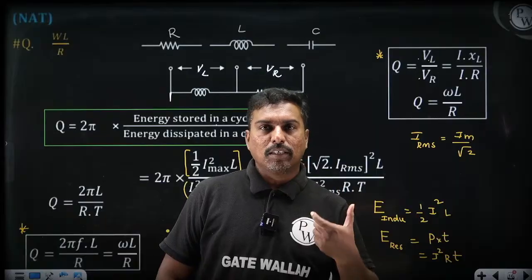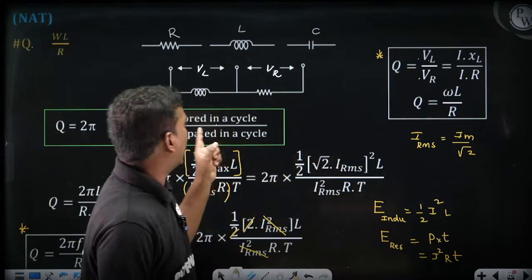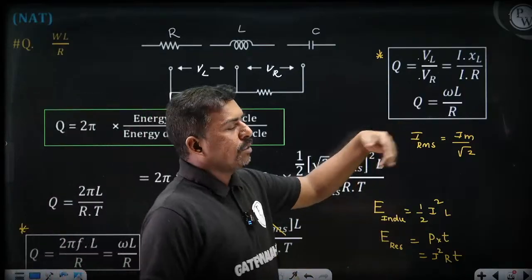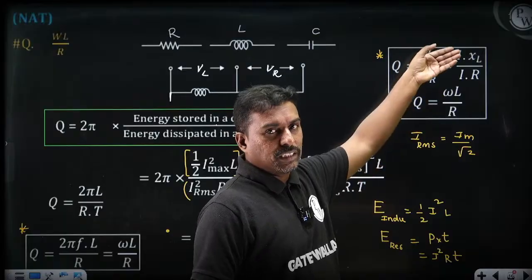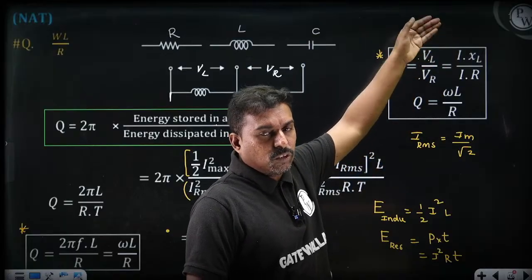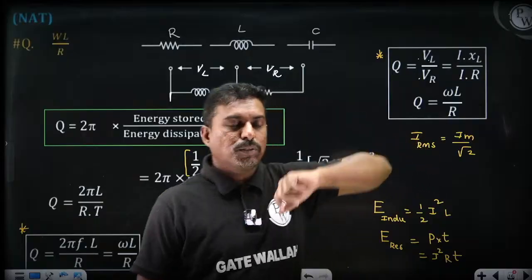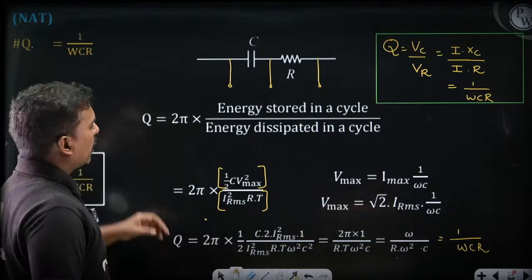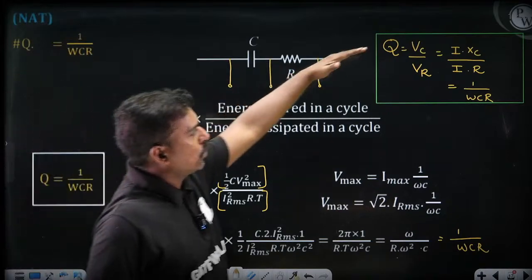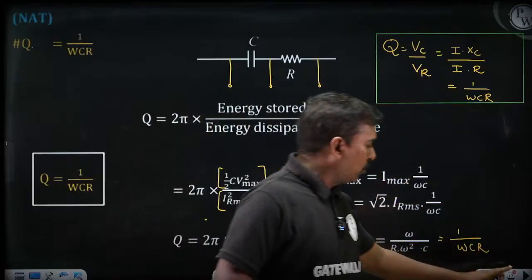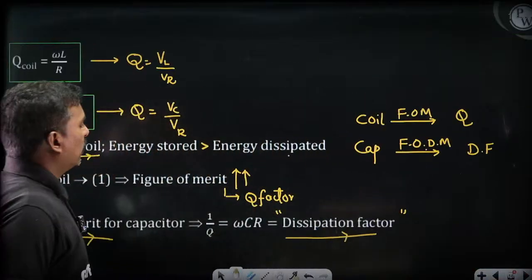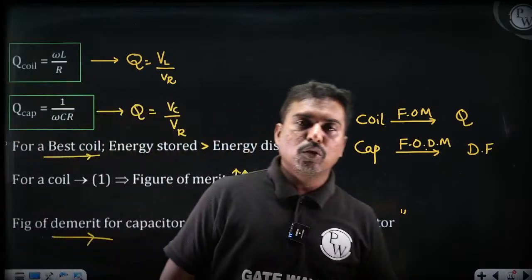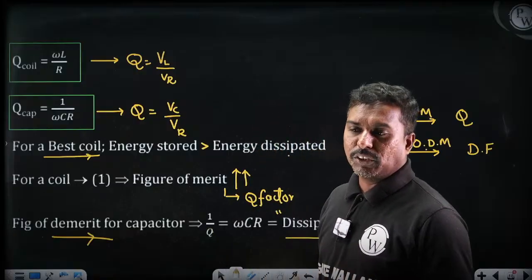So if you compare a coil's capability of storing energy to dissipating energy, we get this expression. Simply speaking, the Q factor of an inductor can be taken as the voltage across the inductor to the voltage across the resistor, omega L by R. This is measured by the Q meter. Similarly, the Q factor of a capacitor is 1 by omega CR, so Q is equal to VC by VR. These two parameters are measurable. Please note down, for a best coil, the Q factor should be better so that its energy storage capability will be better.